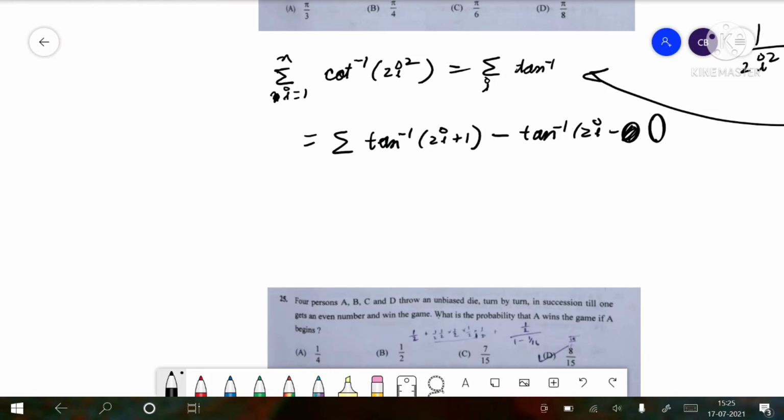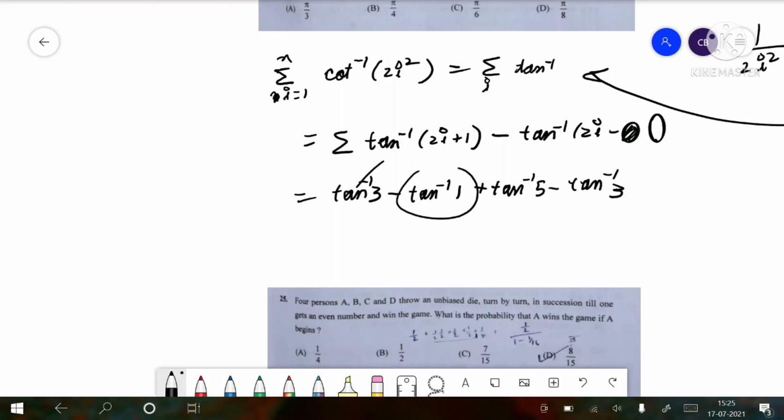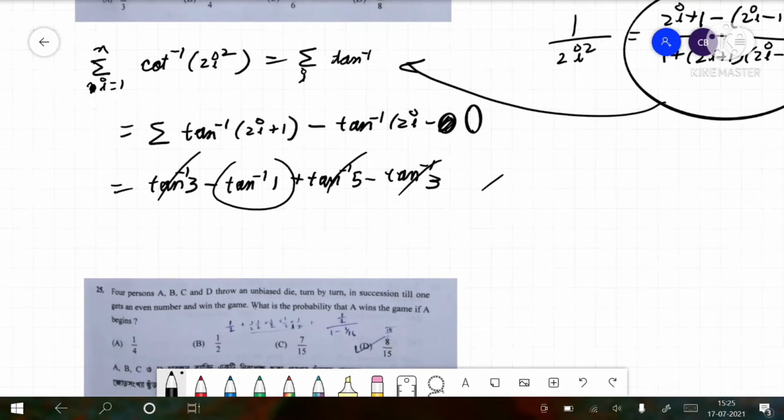So yeah, this comes out to be, for i equal to 1, tan inverse 3 minus tan inverse 1, plus tan inverse 5 minus tan inverse 3. So you see, apart from tan inverse 1, all alternate terms will go on cutting out until we get plus tan inverse infinity at the end, because the limit tends to infinity.